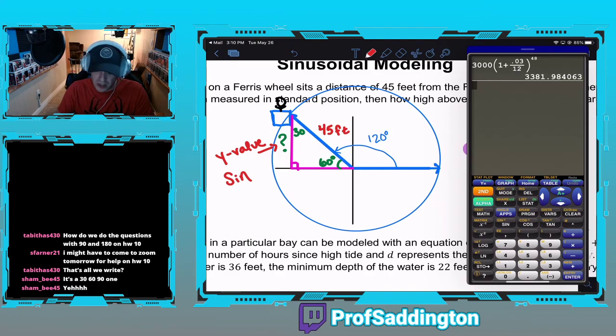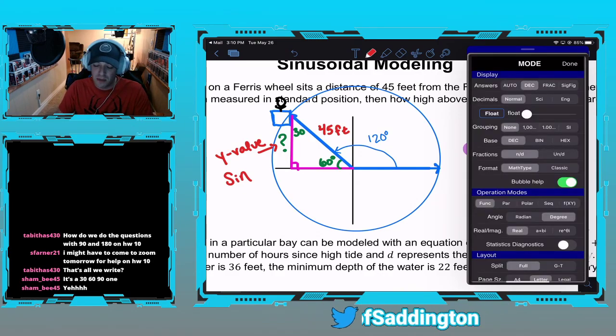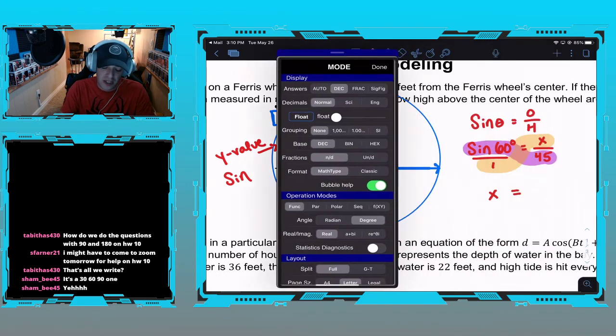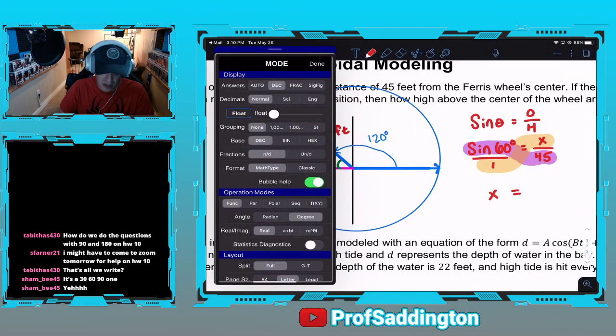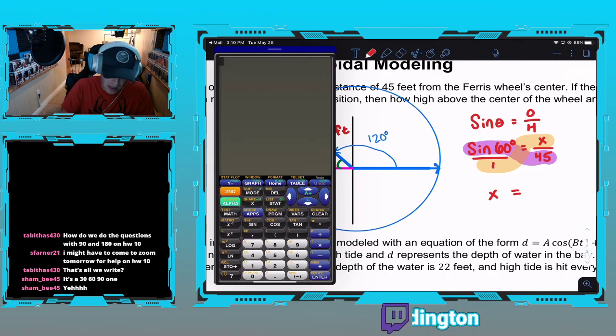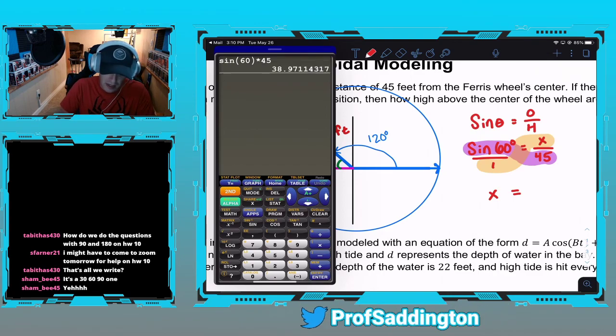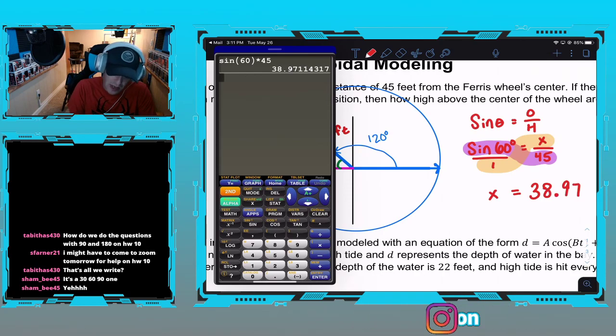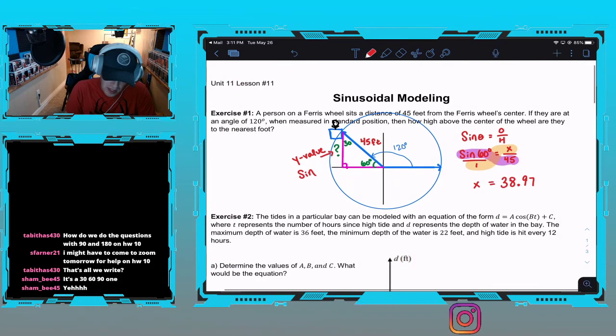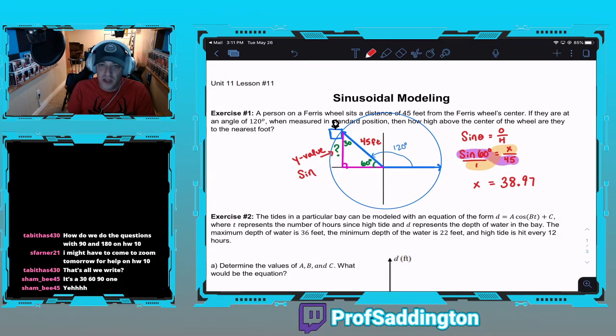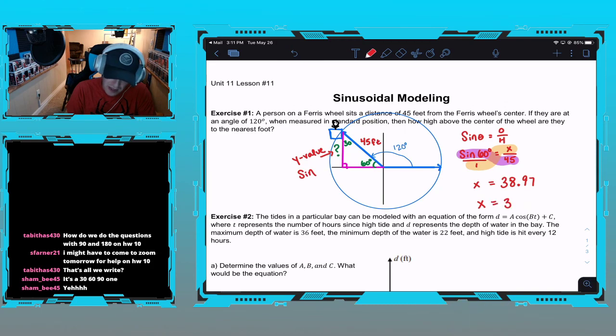Now, make sure when you guys are in your calculator, you are checking your mode and you are making sure that you are in degrees. Because we said it was 60 degrees, your calculator has to be in that degree mode. So mine already is. Just check to make sure you guys are. And now we can just type in sine of 60 times 45. And it says that the answer is coming out to be 38.97. I don't know if I said what to round it to in this question. It said to the nearest foot. So if we're going to the nearest foot, this would be approximately 39 feet.